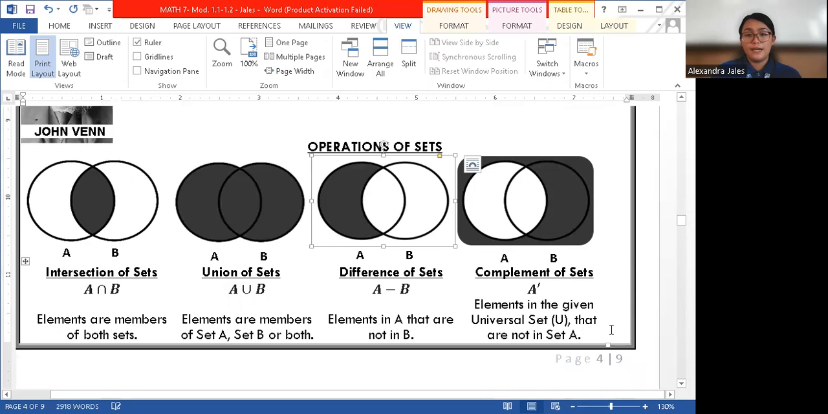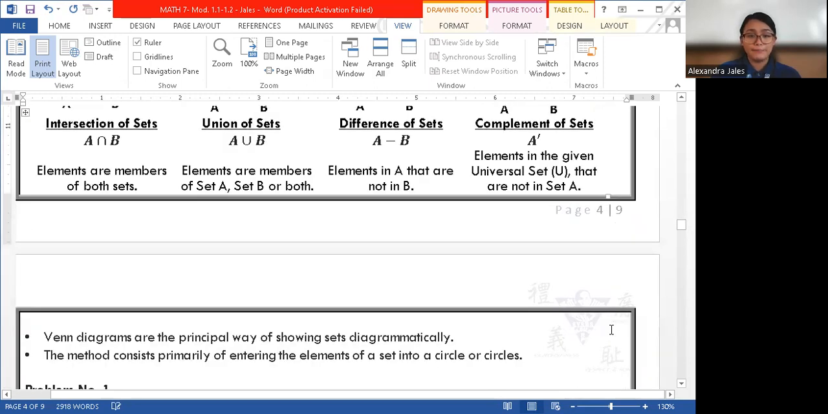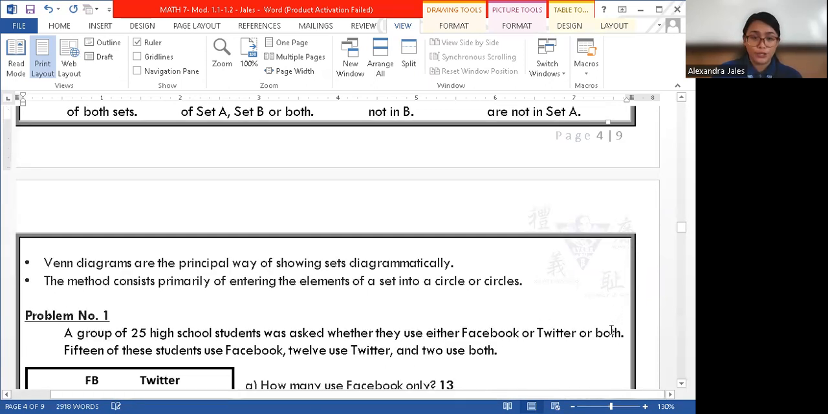So we have now an example, but take note. Venn diagrams are the principal way of showing sets. Again, Venn diagrams are the principal way of showing sets diagrammatically. The method consists primarily of entering the elements of a set into a circle or circles.